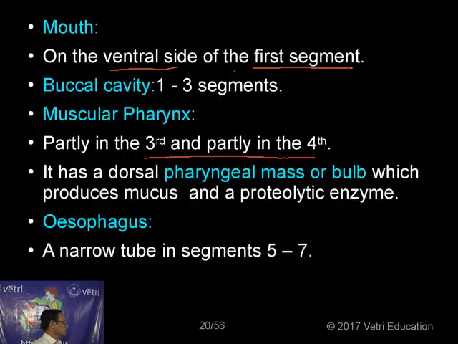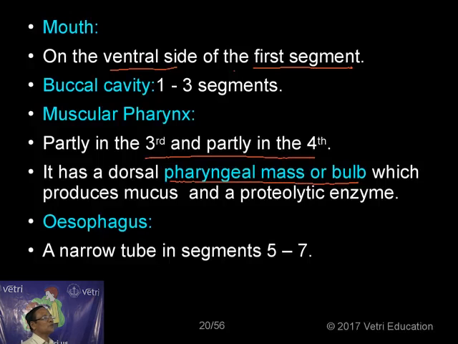And on the dorsal surface, there is a pharyngeal mass in the pharynx, otherwise called the pharyngeal bulb. The pharyngeal mass or pharyngeal bulb on the dorsal side acts as a gland which produces viscous mucus and also proteolytic enzymes.